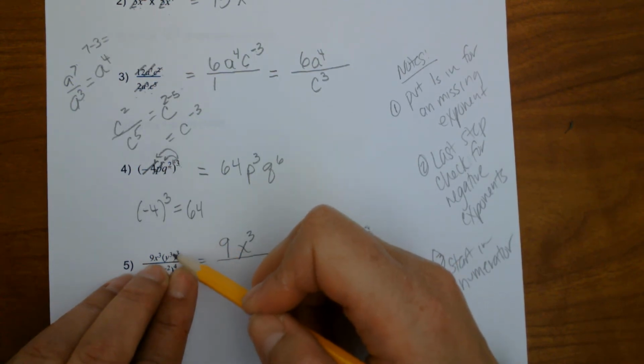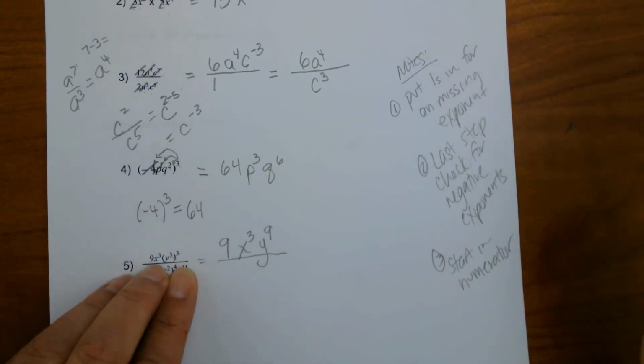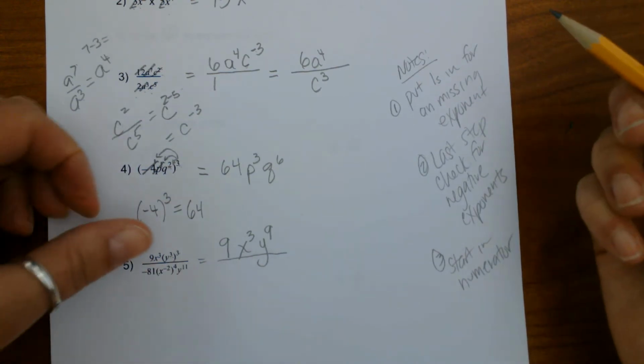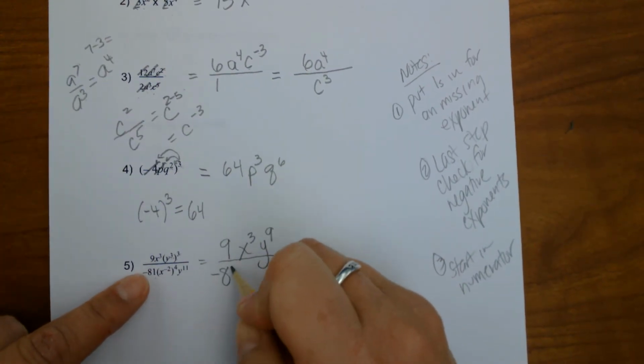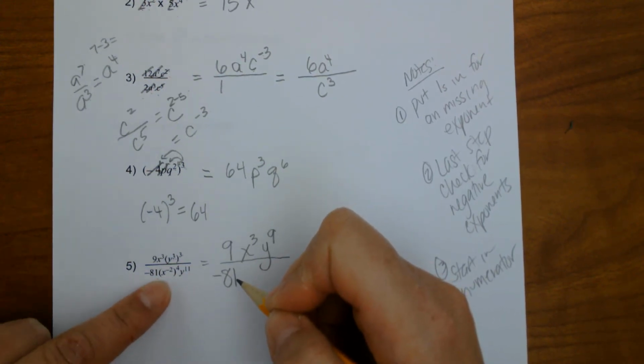So we do y to the 3 times 3, which gives you y to the 9. Perfect. More simple, no parentheses. In the denominator, let's look. Negative 81. Can't do anything with that. There's no other number to multiply.